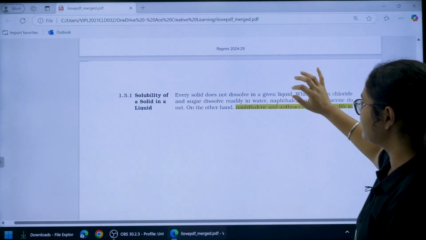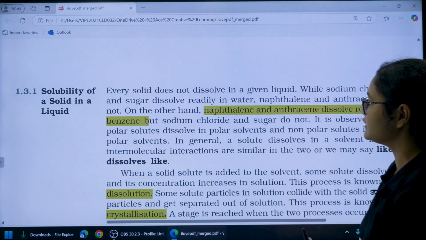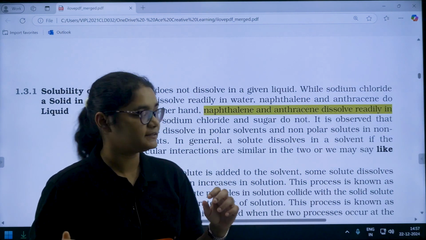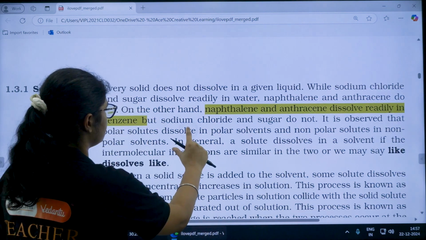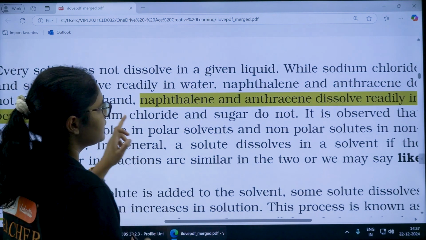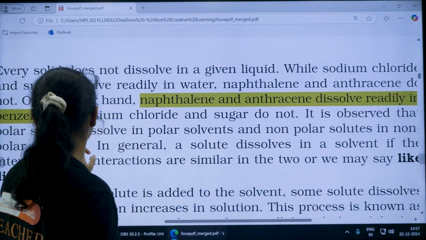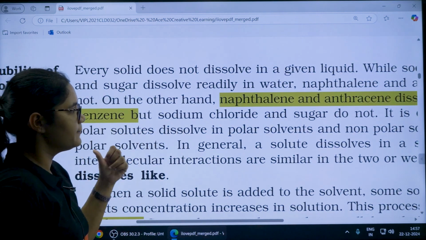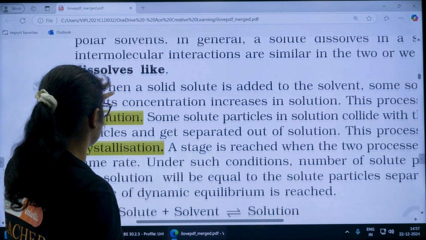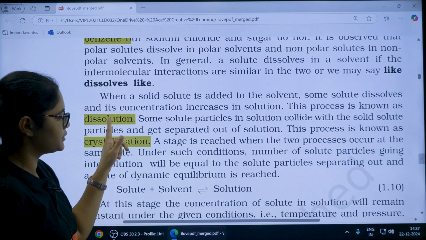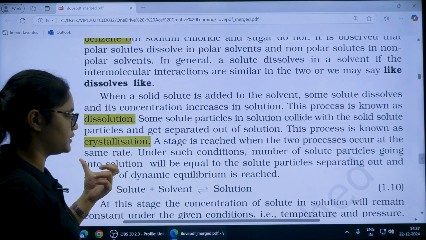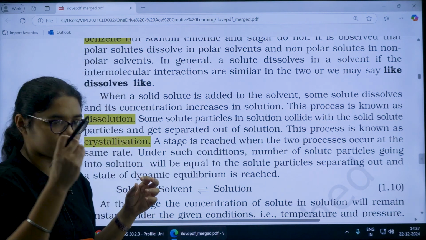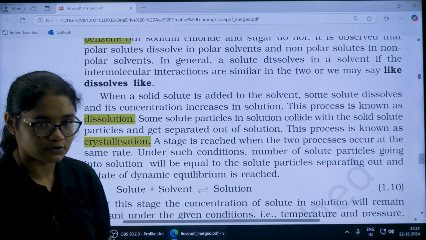Now move forward. Here certain things are given about the solubility of certain substances in certain solvents. I will zoom out. You can see here, naphthalene and anthracene dissolve in what? There will be 4 options. You should know it is dissolving in benzene. Next, what is the definition of dissolution and what is the definition of crystallization. This process is known as crystallization, and when you dissolve a solute in a solvent, it is called dissolution.